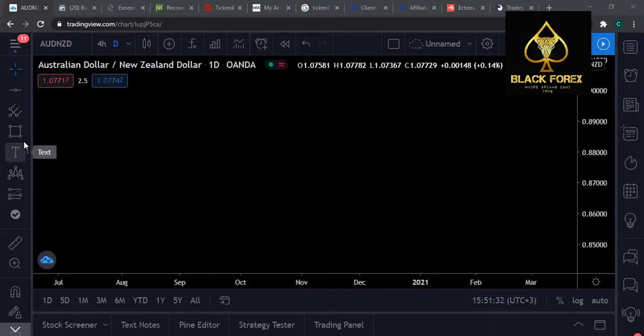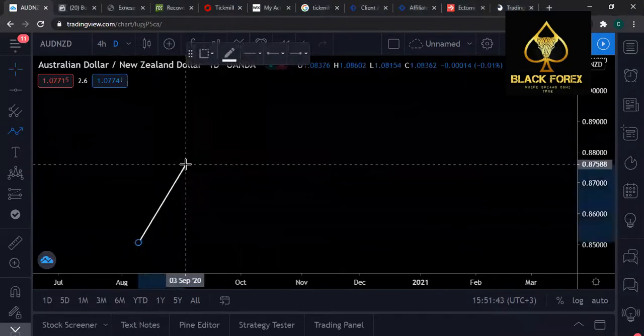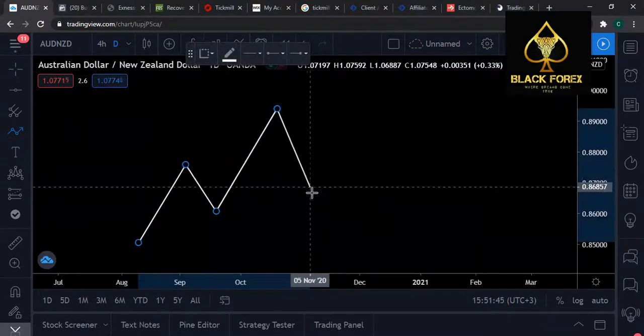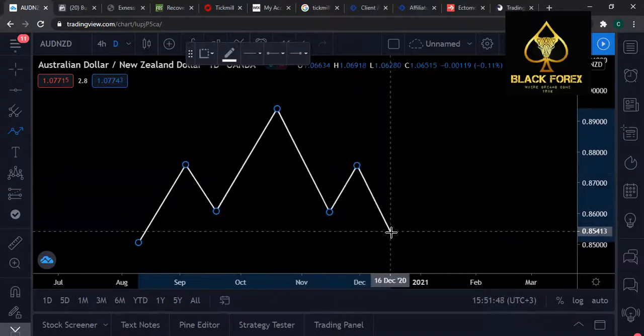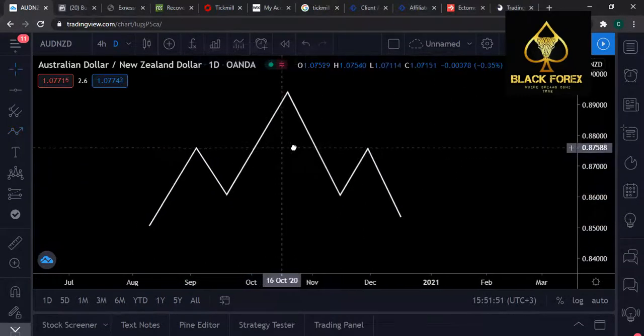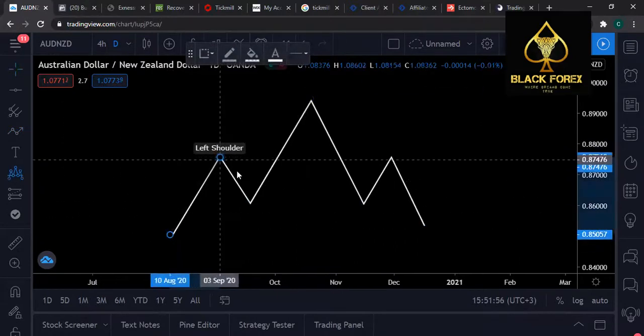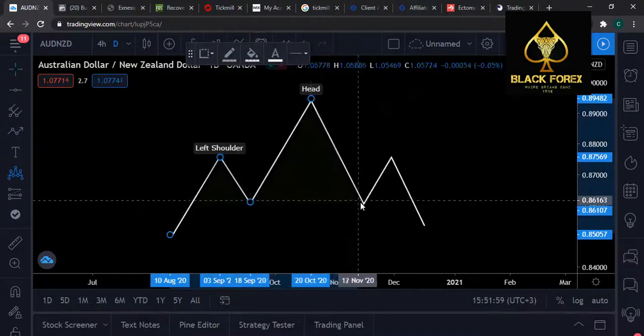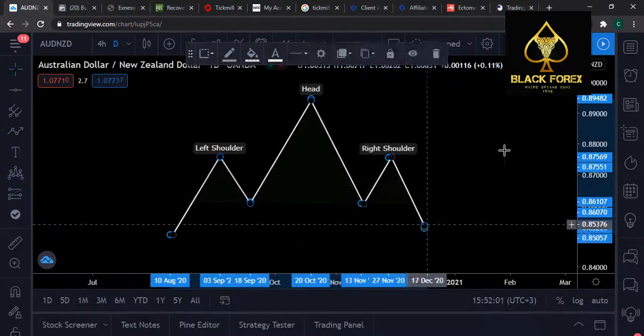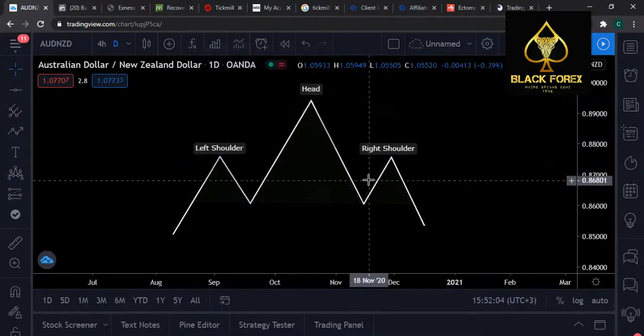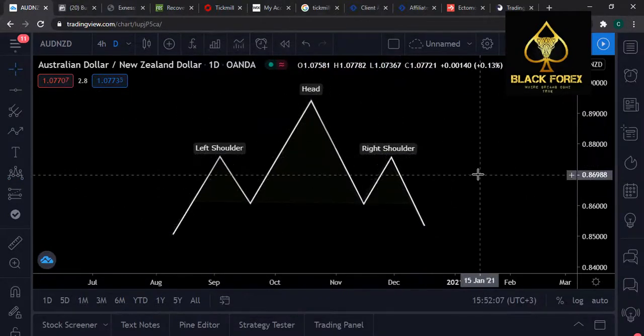So, what's a head and shoulder pattern? Well, it's a pattern that is self-explanatory. It takes the shape of head and shoulders, right? So literally this pattern has the same structure as a head and shoulders. It has a head and then it has shoulders, just like a person. A person has head and shoulders, right?